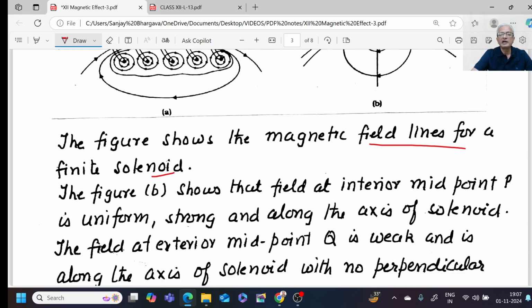It shows that the field at the interior midpoint P is uniform, strong and along the axis of solenoid.